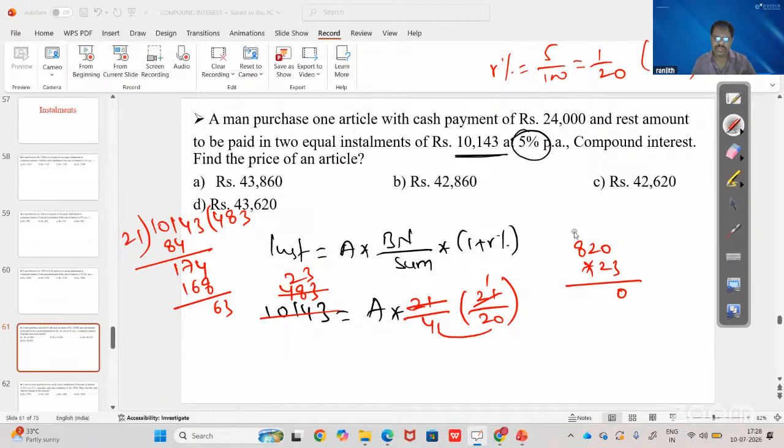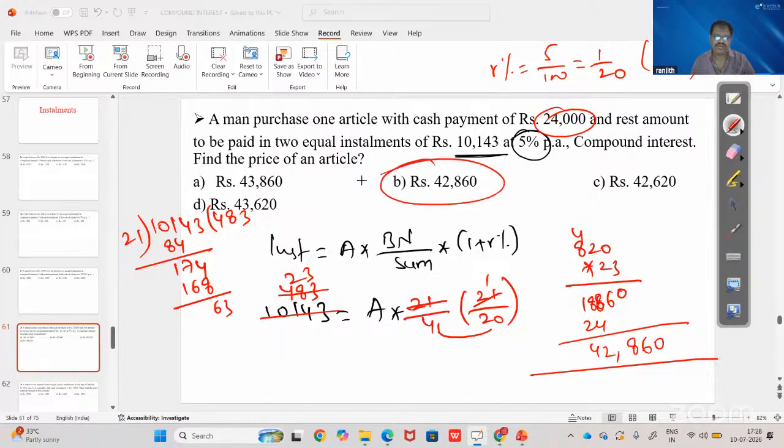23 into 2 will be equal to 46. 23 into 8, 20 into 8 equals 160. 3 into 8 equals 184. 184 plus 4 equals 188. So the total answer will be 42,860. The total answer is 42,860.